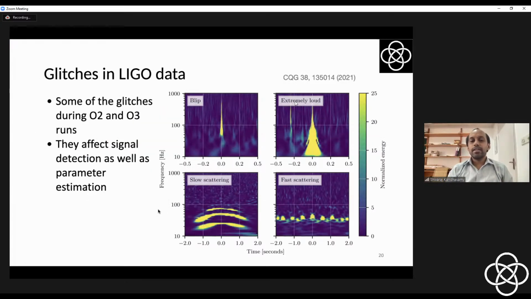There are many different glitches that we have identified during the past few observing runs, and these are some types of glitches commonly seen in the last two observing runs, O2 and O3. They affect how we can detect the gravitational signal, and also the parameters that are estimated about the detected gravitational signal. Both of those things are affected by these glitches. So there is a large effort that goes into identifying these glitches and removing them from the data.